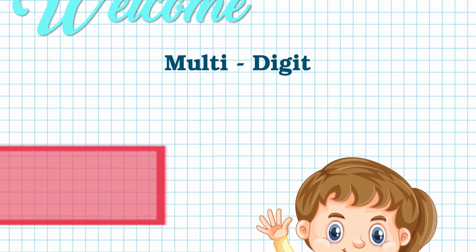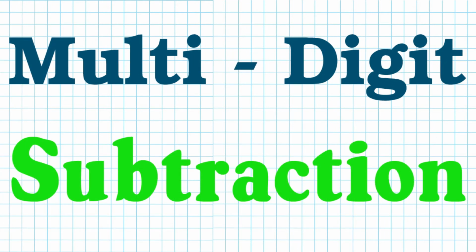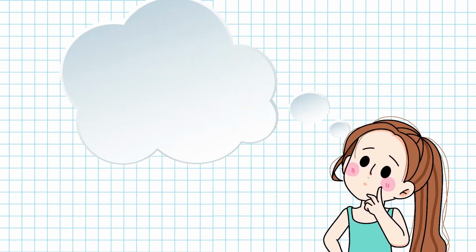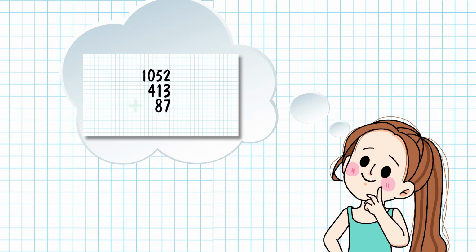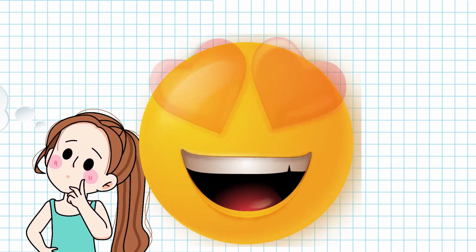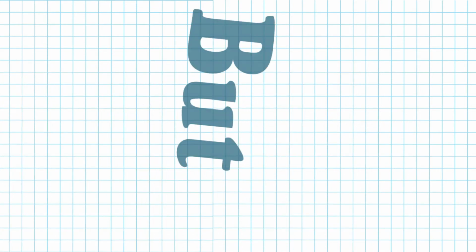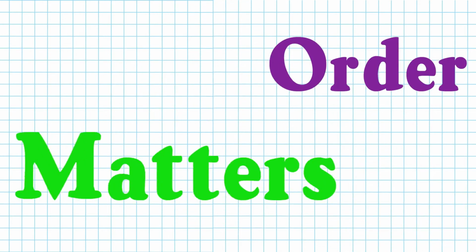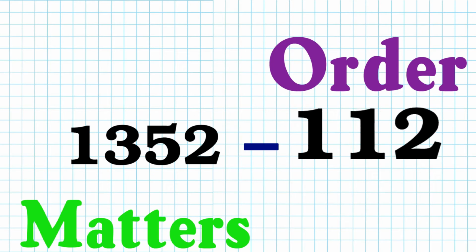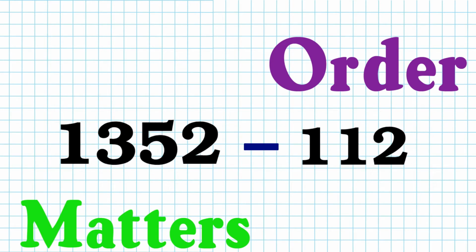Today we are going to learn multi-digit subtraction. Do you remember we discussed in our last video, when stacking our sum vertically, that the order didn't matter in case of addition? But here, in case of subtraction, we need to remember that the order matters. The number that is followed by the minus sign is subtracted from the number written before it.